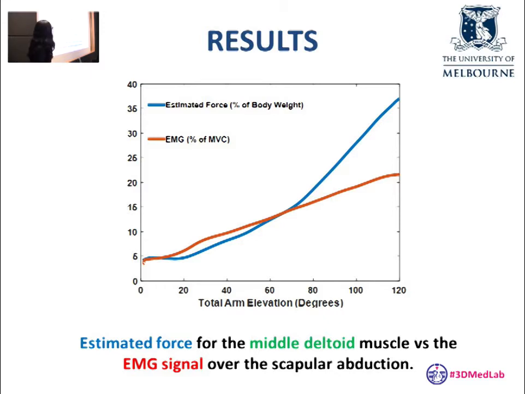After having all of the computations finished, we could estimate the individual muscle forces and joint loads. Here I have just an example of the results. As you can see in this figure, for the scapular abduction, the middle deltoid, as we expect, is the main abductor muscle. The model was successfully estimating the muscle forces for that certain muscle, and as you can see, it can follow the trend of the EMG signal.